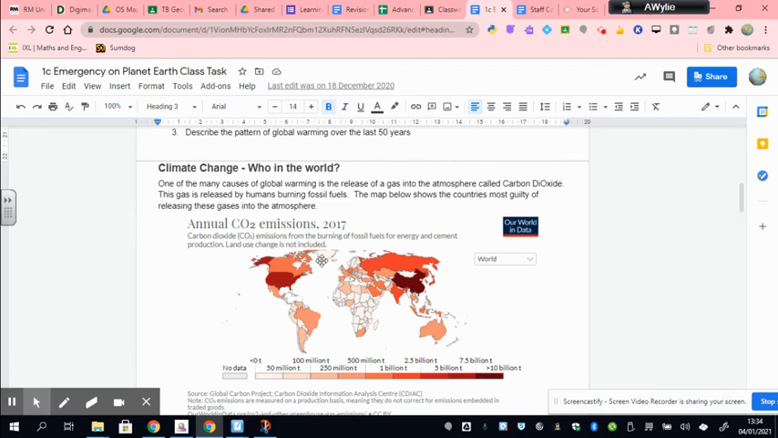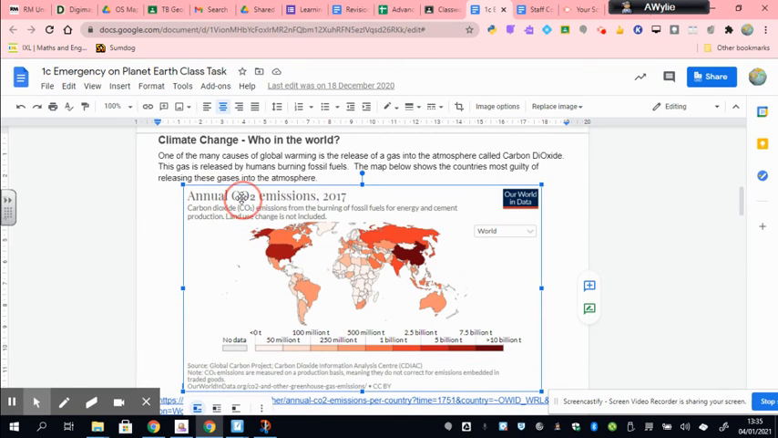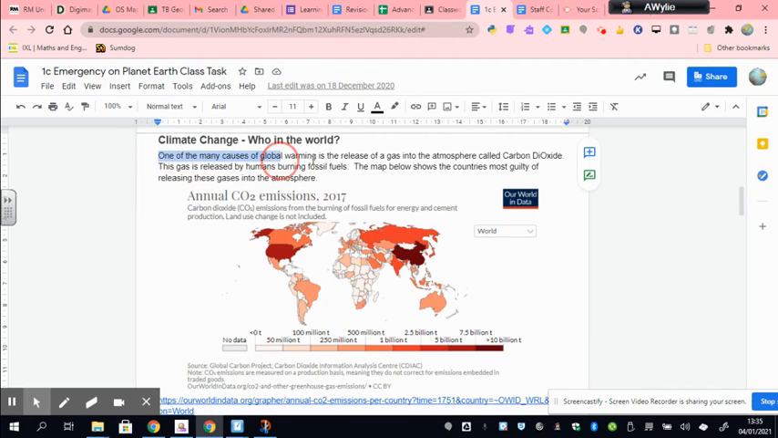Now, as you're going to learn later on in this topic, carbon dioxide emissions, that's CO2, that's this gas here, are the most common gases associated with the planet warming. And CO2 is something that is emitted by a range of things. So I've said up here, one of the main causes of global warming is the release of a gas into the atmosphere called carbon dioxide. This gas is released by humans burning fossil fuels.